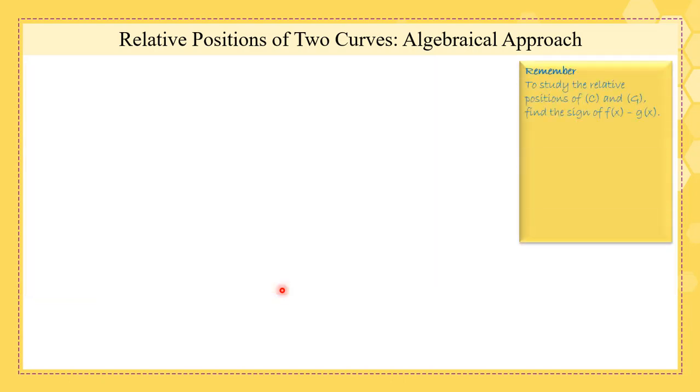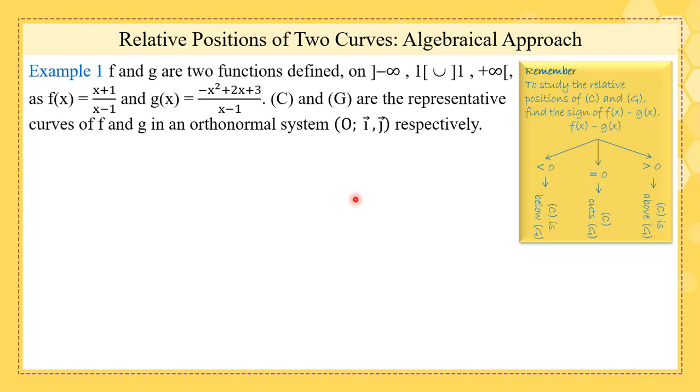So this is what we have to remember. We find the sign of f of x minus g of x: less than 0 means C is below G, equal to 0 means C cuts G, and greater than 0 means C is above G. Now let's take an example. F and G are two functions defined as follows, and C and G are their representative curves. The question is to study the relative positions of C and G.